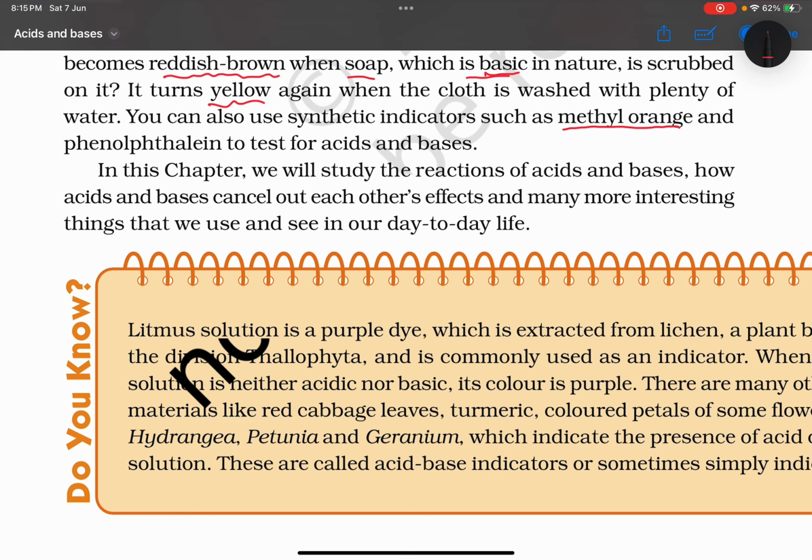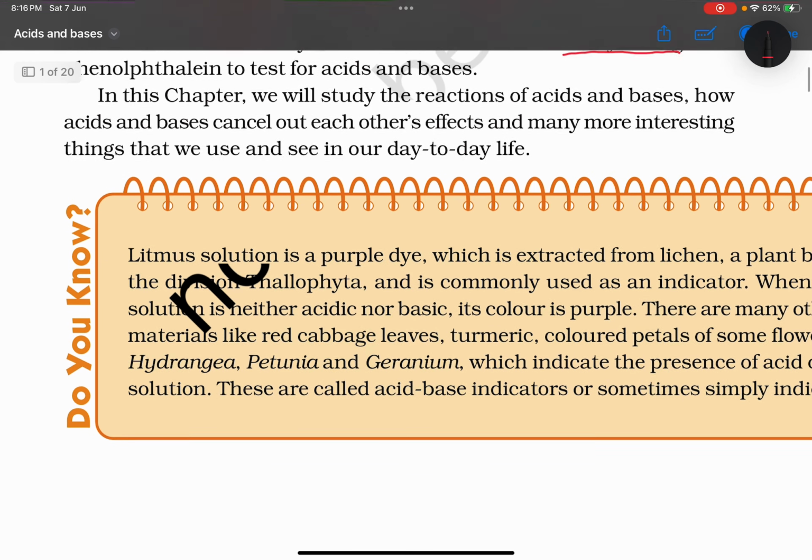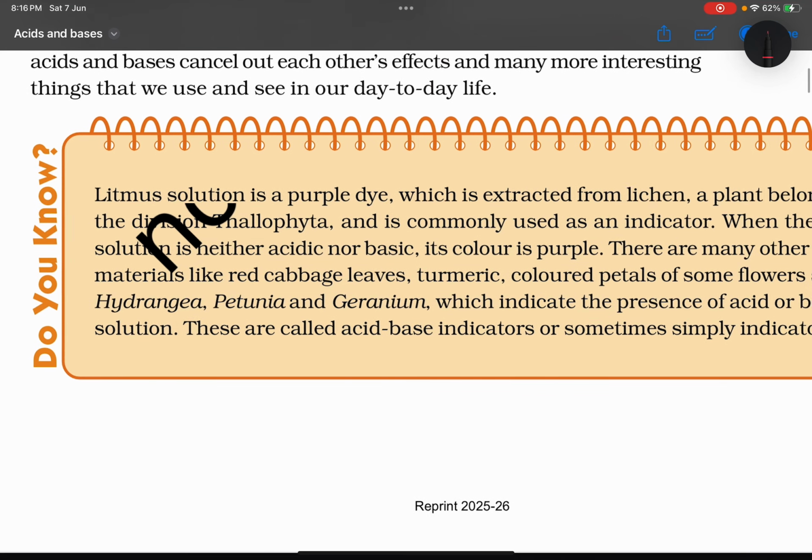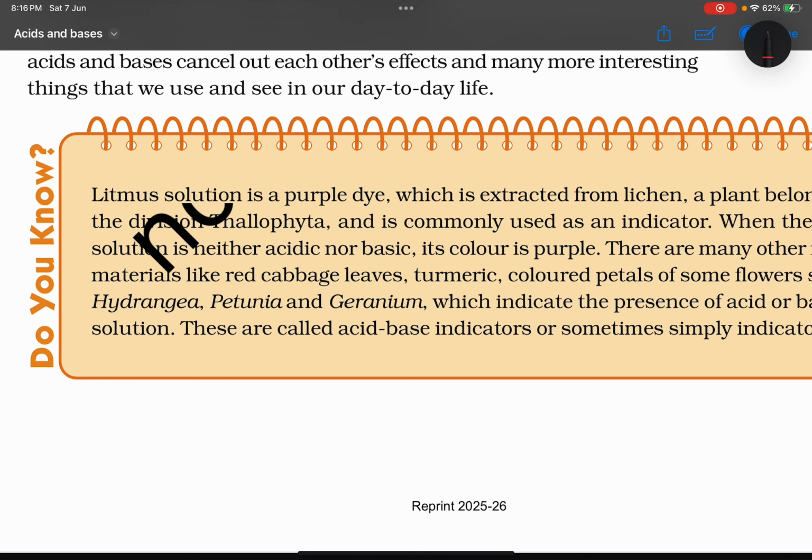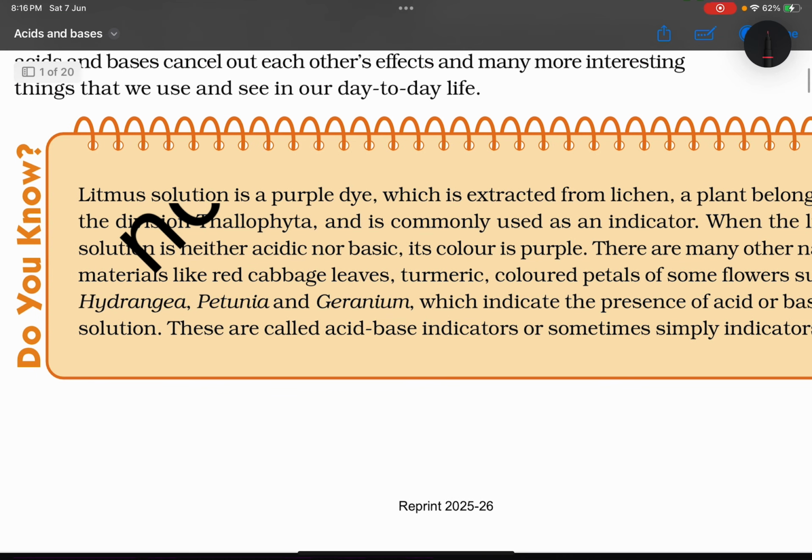In this chapter, we will study the reactions of acids and bases, how acids and bases cancel out each other's effects, and many more interesting things that we use and see in our day to day life. Do you know?